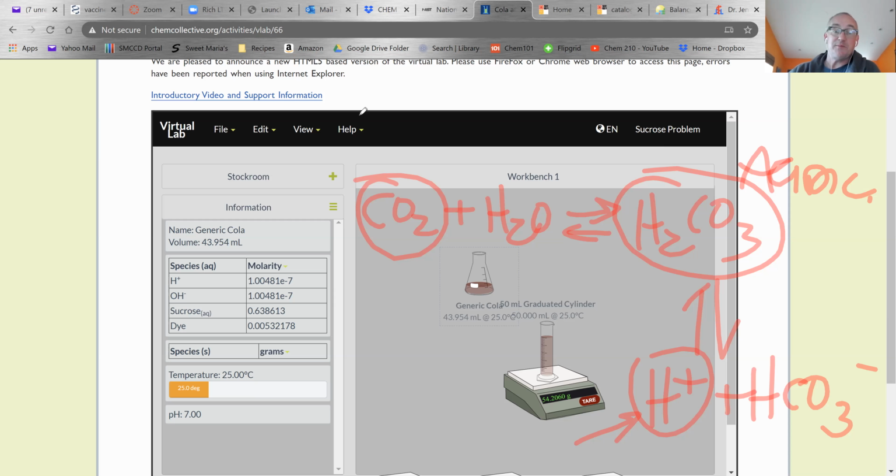So basically, what this would be if you had completely flat cola. If you store it long enough, basically all of the carbon dioxide will be released from the water, and then it'll go back to being neutral.